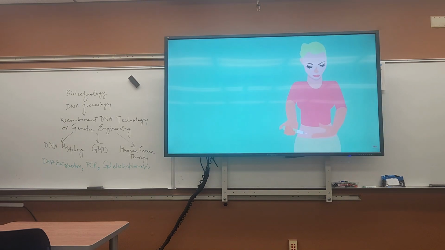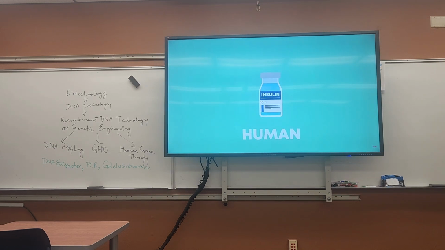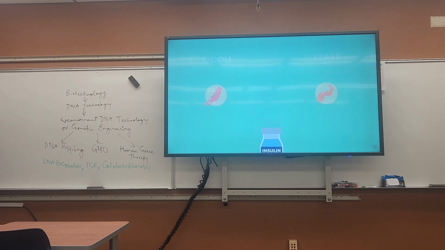Many years ago, diabetics who needed insulin to survive had to inject cow or pig insulin into their bodies. This was not ideal for many reasons. Today, the insulin that diabetics inject is human insulin, and it is produced by microorganisms such as the E. coli bacterium and certain strains of yeast. But how do these microorganisms produce human insulin?